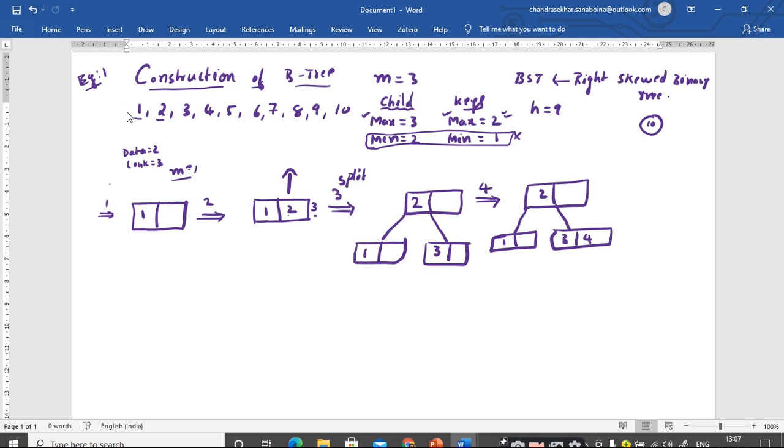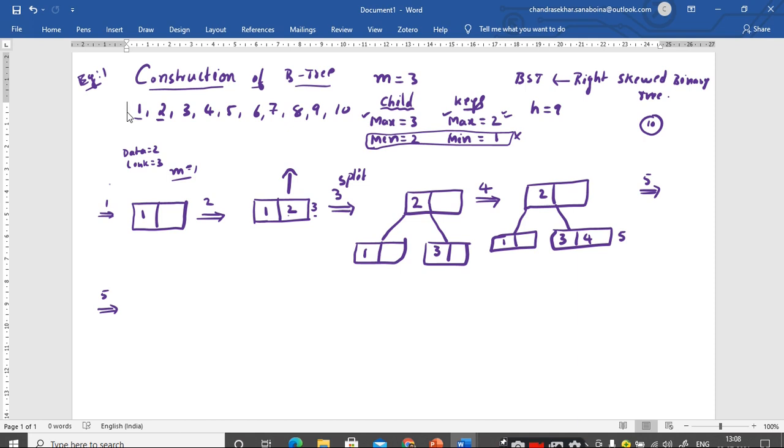Now what about the next element? 5, sir. Again compare this 5 with the root node. 5 is compared with 2. Where should I place this 5? Right child of 2, sir. So I should place it here. Am I right or not? Yes, sir. But the right child of 2 has reached the maximum keys, which is 2. So what should I do?